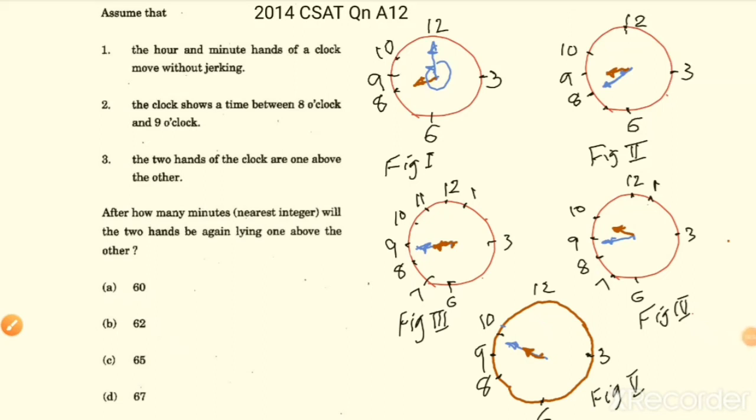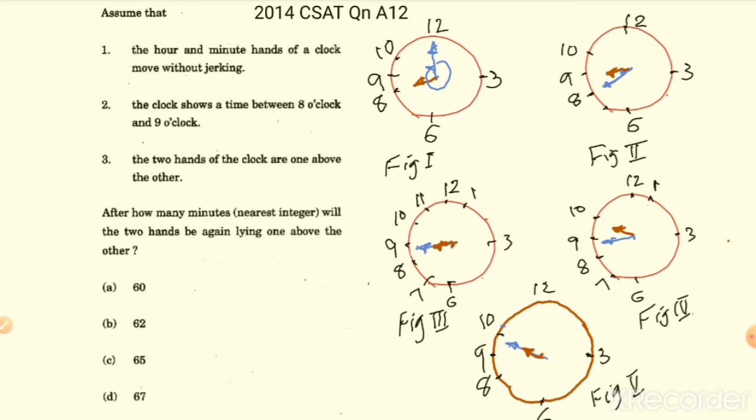Question number 12. Assume that the hour and minute hands of a clock move without jerking. The clock shows a time between 8 o'clock and 9 o'clock. The two hands of the clock are one above the other. After how many minutes, in nearest integer, will the two hands be again lying one above the other?